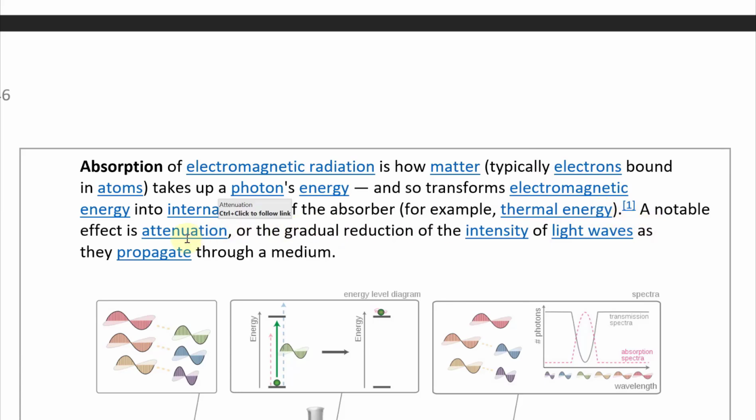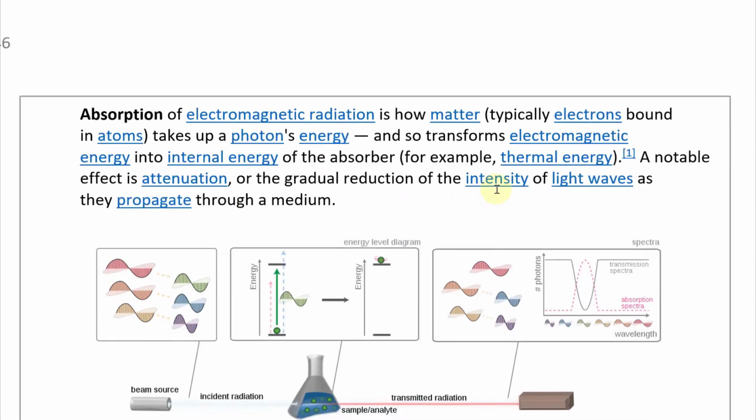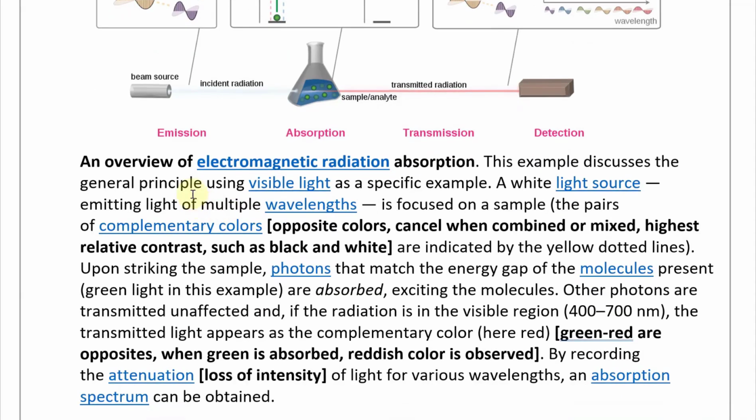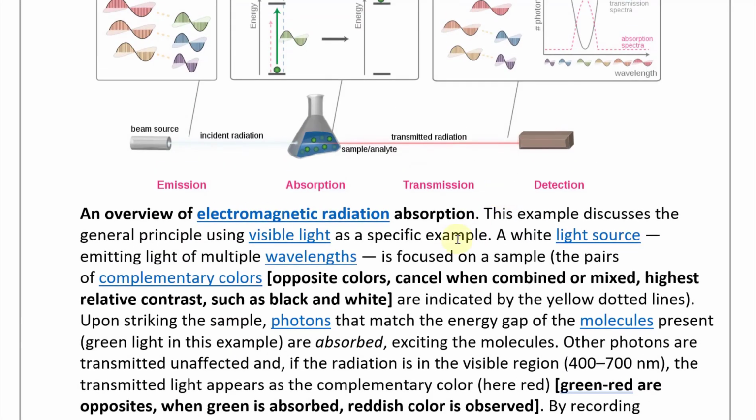A notable effect is attenuation, or the gradual reduction of the intensity of light waves as they propagate through a medium. So as it goes through a medium like water, it gradually gets weaker and weaker. So here is an overview. Here's a diagram right here. It's an overview of electromagnetic radiation absorption. This example discusses the general principle using visible light as a specific example.